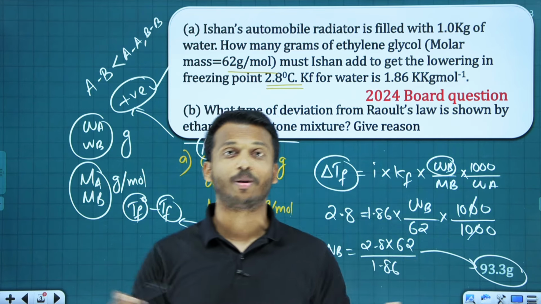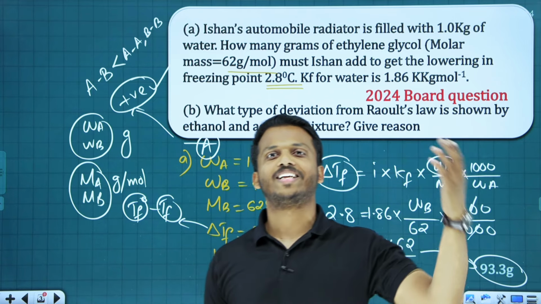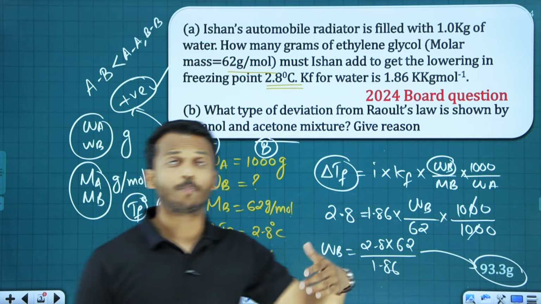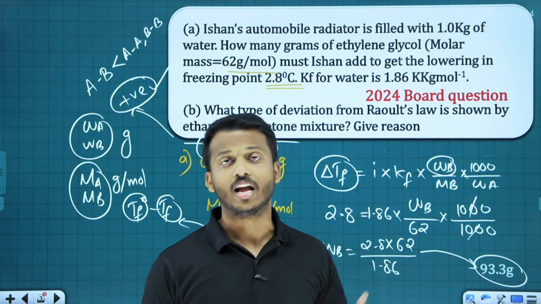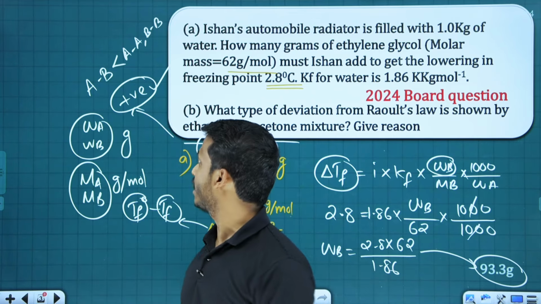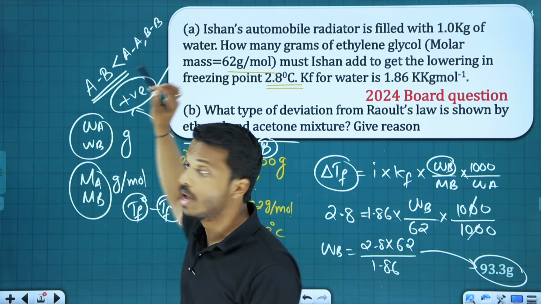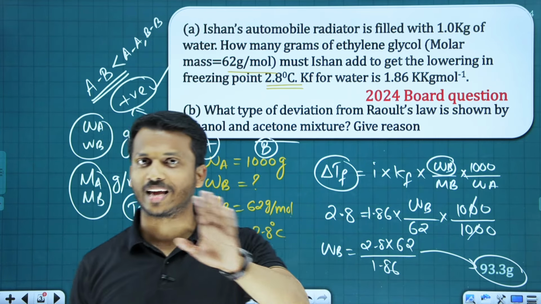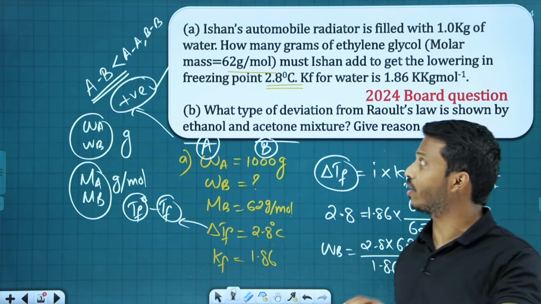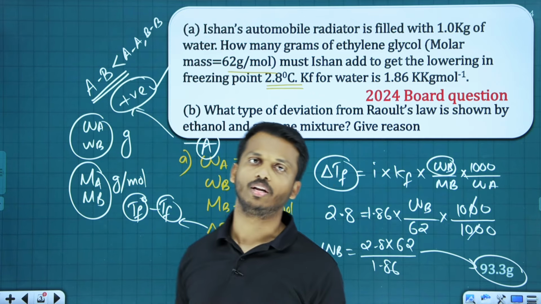And all other cases also you can write. What are the other information we studied about positive deviation? Delta H mixing is greater than 0. Delta V mixing greater than 0. PA greater, PB greater, P total greater. And they will form which azeotrope? Minimum boiling azeotrope. All the positive deviation cases we studied form minimum boiling azeotrope. So the main reason acetone and ethanol form positive deviation is the interaction.